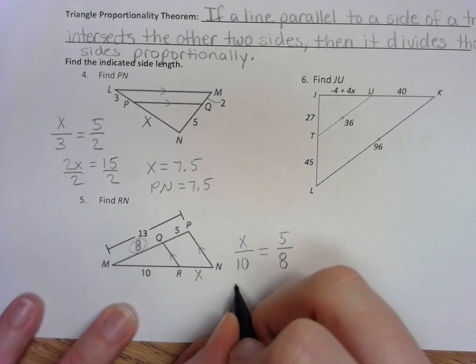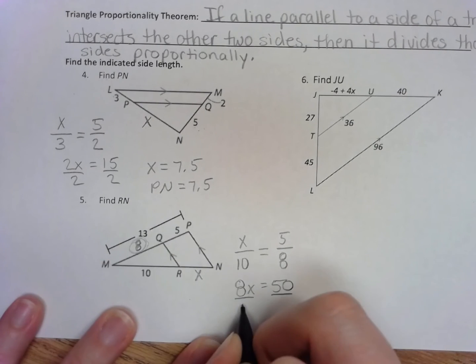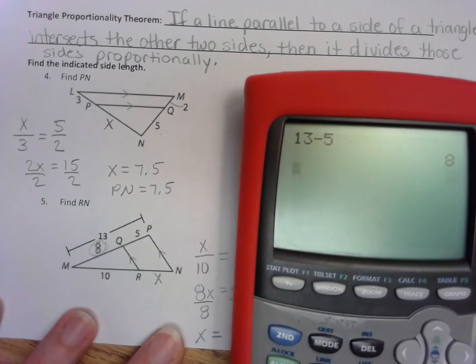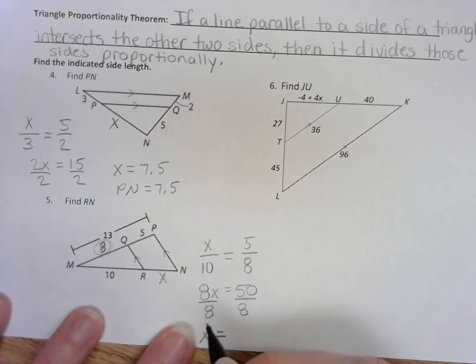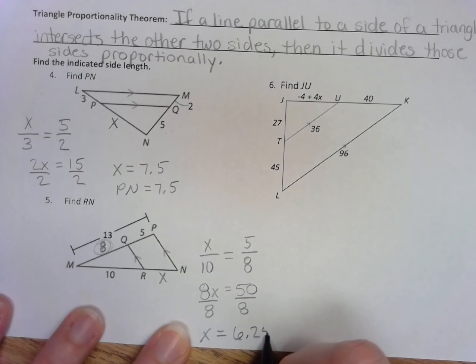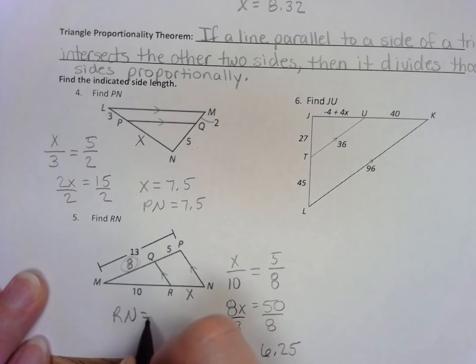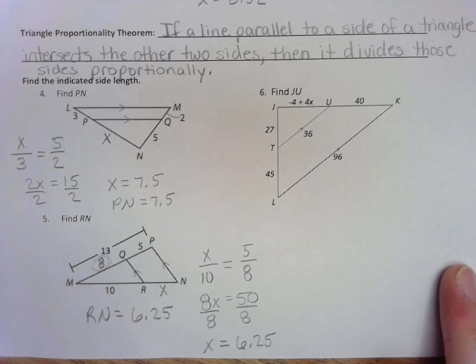So cross multiply, we get 8x equals 50. When we divide by 8, it gives us 50 divided by 8, which is 6.25. So for RN, we have 6.25. Let's look at our last example here.